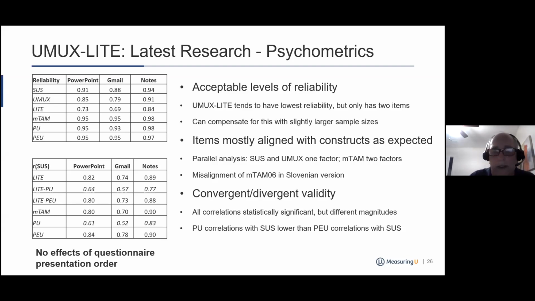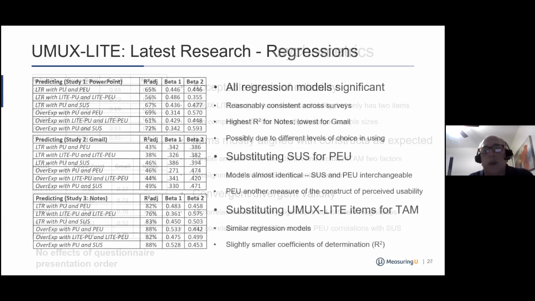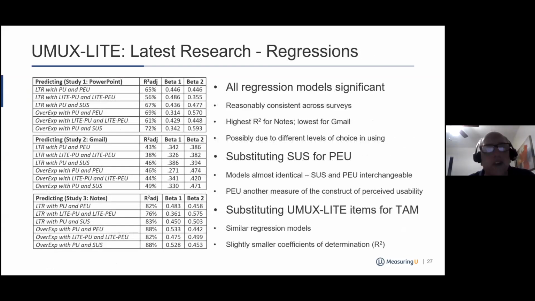The next thing we checked was, let's look at some regression models and see how these various measures influence likelihood to recommend, which I showed you, or a single item devoted to assessing your overall experience, which was also done with a 0 to 10-point, 11-point scale.